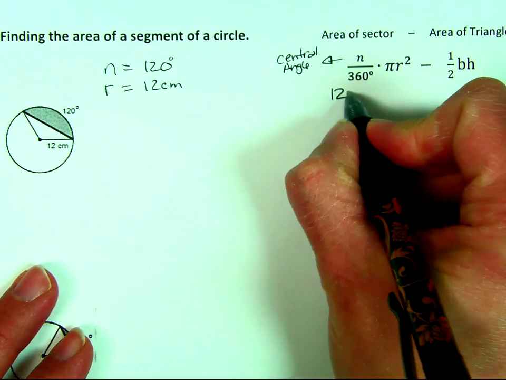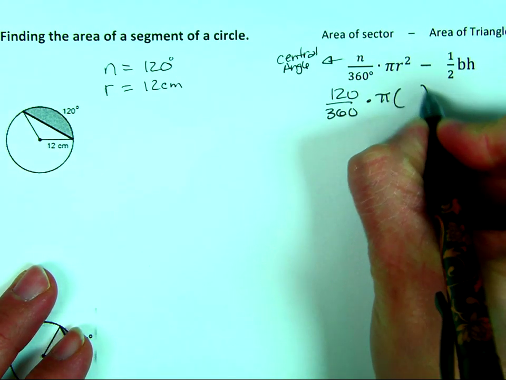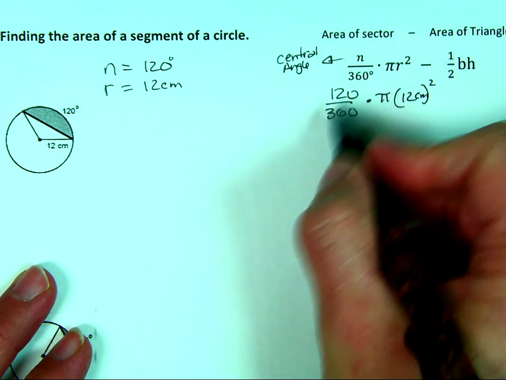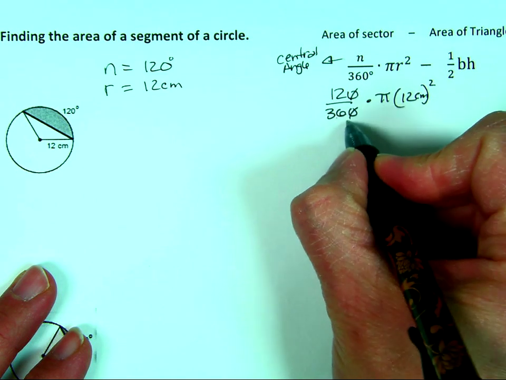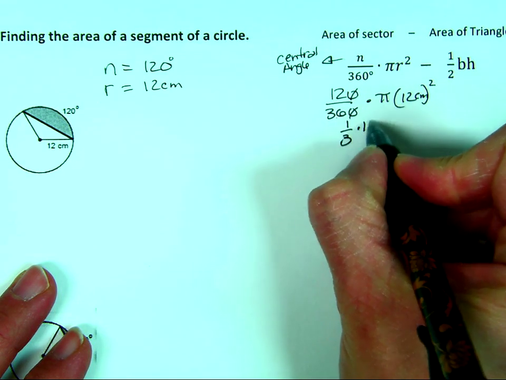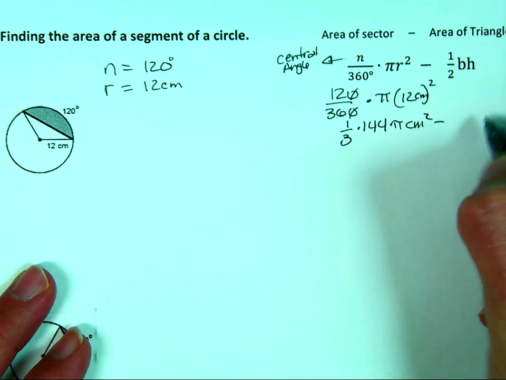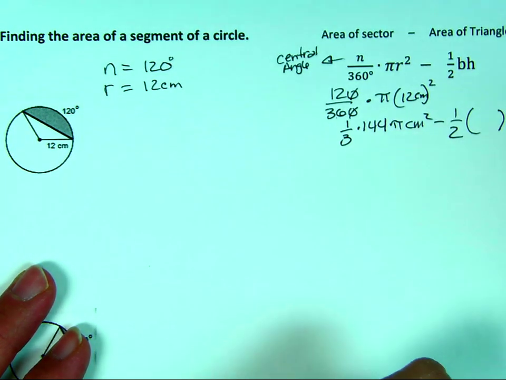We could say 120 divided by 360 times pi times 12 centimeters squared. So we could say, oh, those are reduced by 10. 12 goes into there 3 times. I've got 1/3 times 144 pi centimeters squared. Now I have to subtract 1/2 the base times the height. That's what I'm looking for.